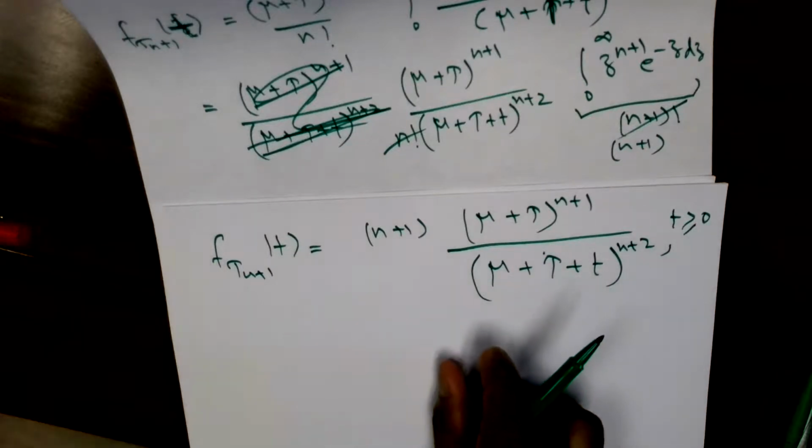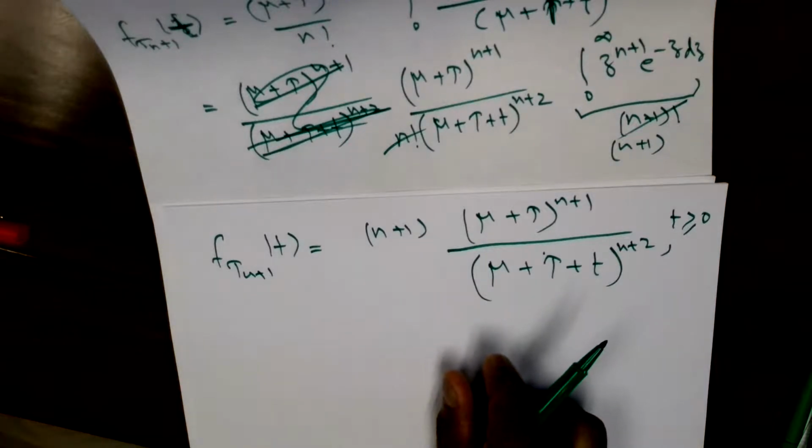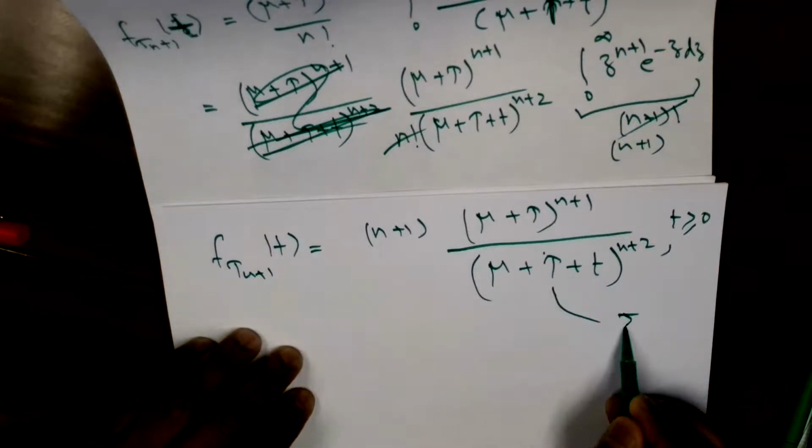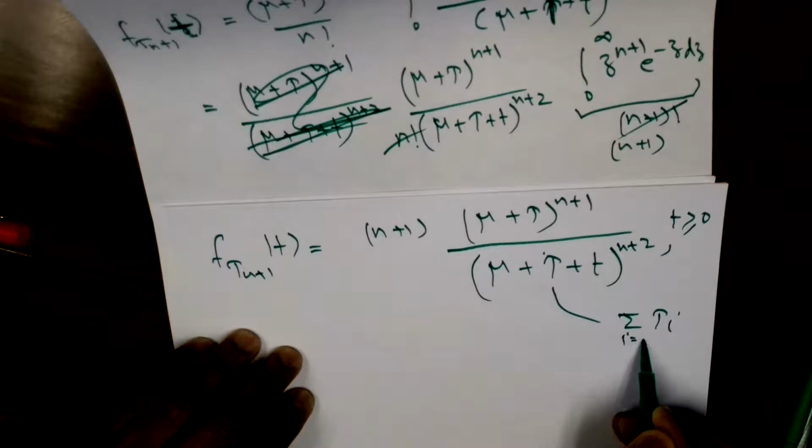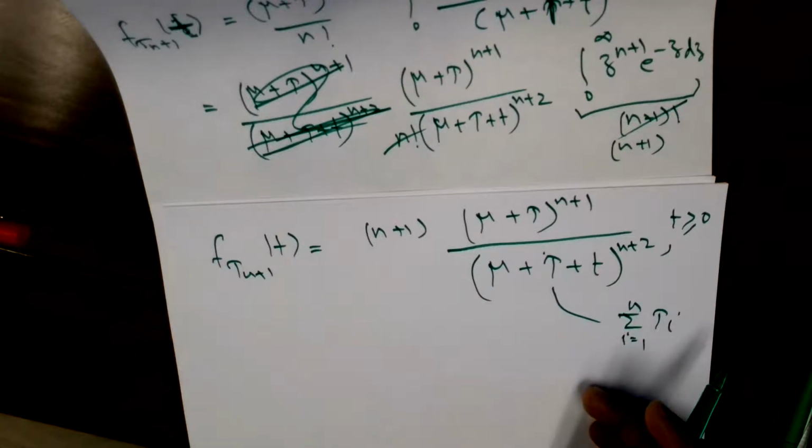So that's where we are. Recall that this tau is where the observations come in. Tau is the sum of tau i, i equal to 1 through n.